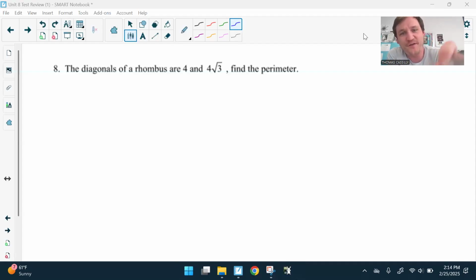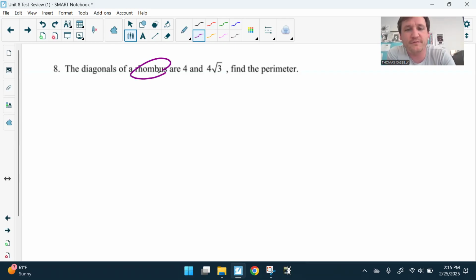All right, here we go. Page 5, Unit 8, test review. We are almost done. Last page. Here we go. Diagonals of a rhombus, all right, are 4 and 4 square root of 3. All right, find the perimeter.